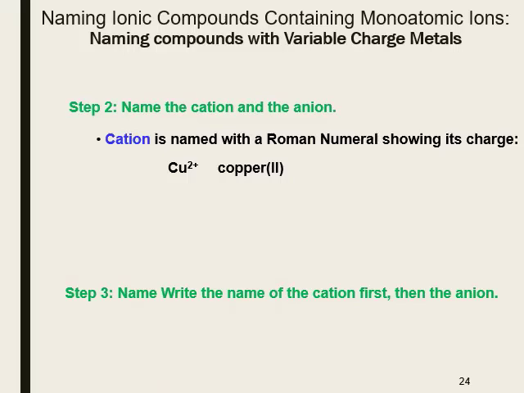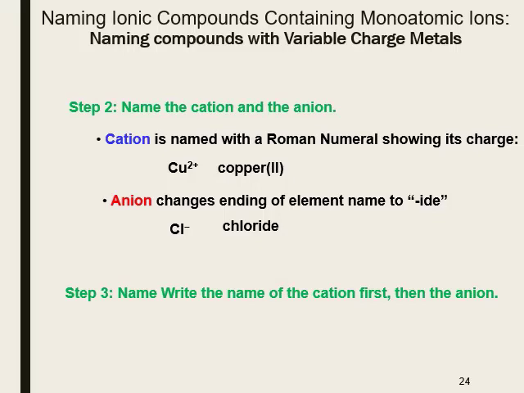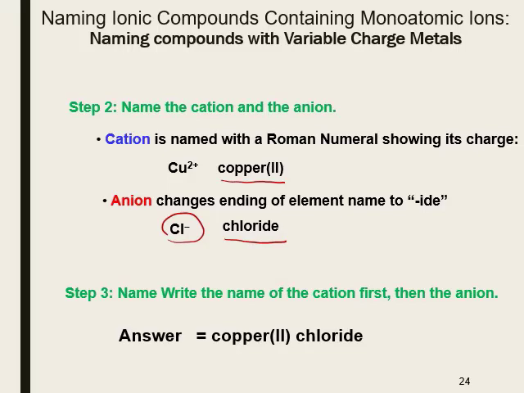Once we find the charge on the cation as well as the anion, we can name them. In our case, the cation is Cu2+, hence its name is copper(II), and our anion is Cl-, therefore its name is chloride. Step number 3 is to write the name of the cation first, followed by the anion. So the name is copper(II) chloride. This is the final answer.